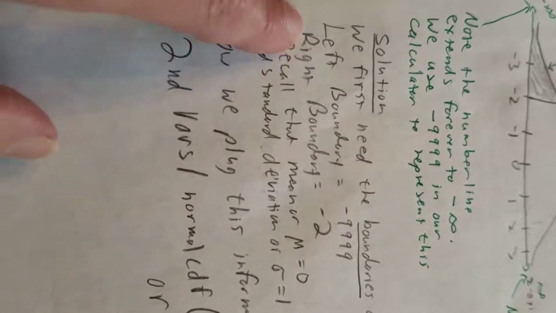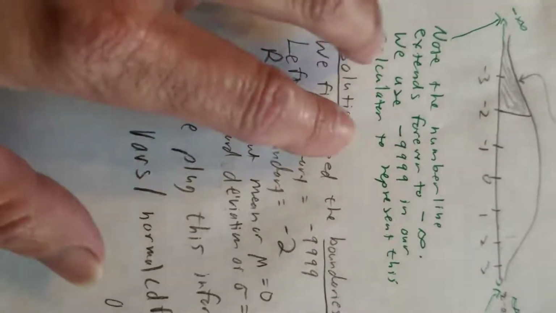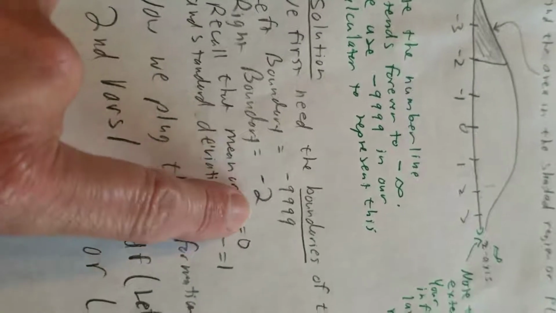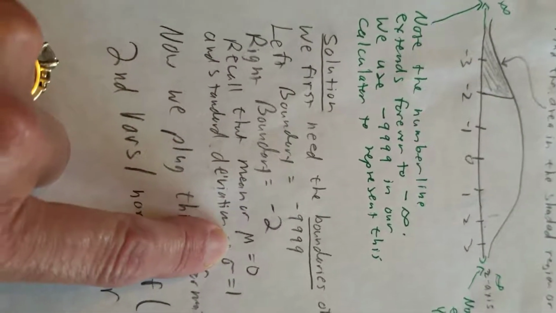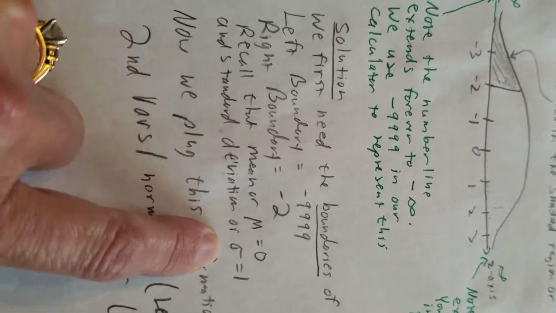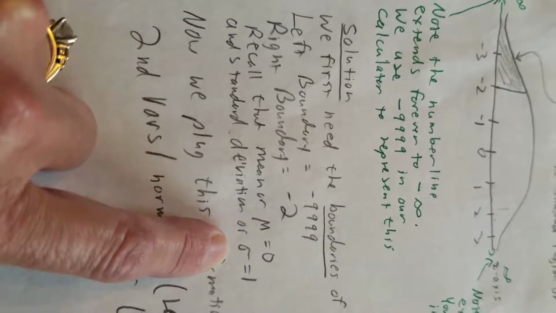So let's look back here. Our left boundary is negative 9999. Again, I just explained that. My right boundary is negative 2. The mean of the z distribution is always 0, and the standard deviation is always 1. Those are the 4 numbers I need for my calculator.